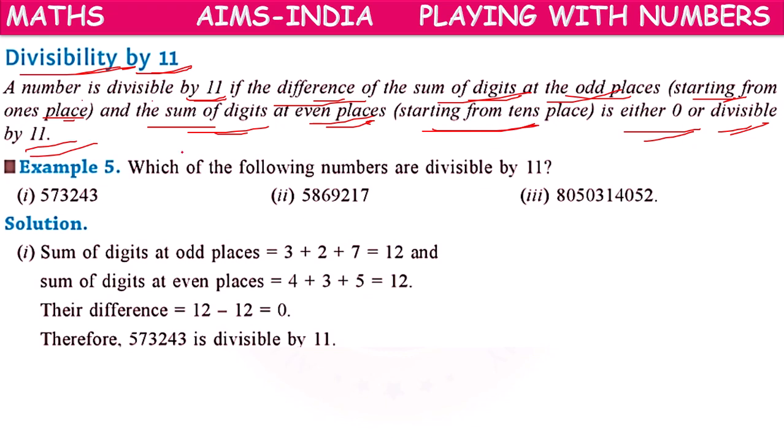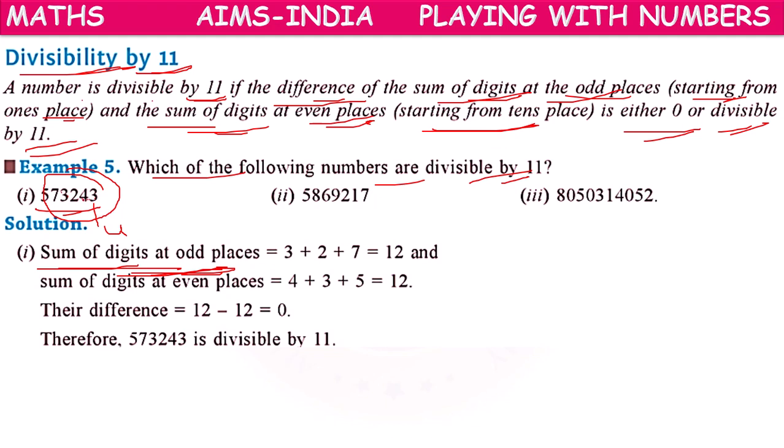Suppose which of the following numbers are divisible by 11? Suppose we have this number, 57324. What we have to do is find the sum of the digits at odd places. Odd places means the units place is considered an odd place.